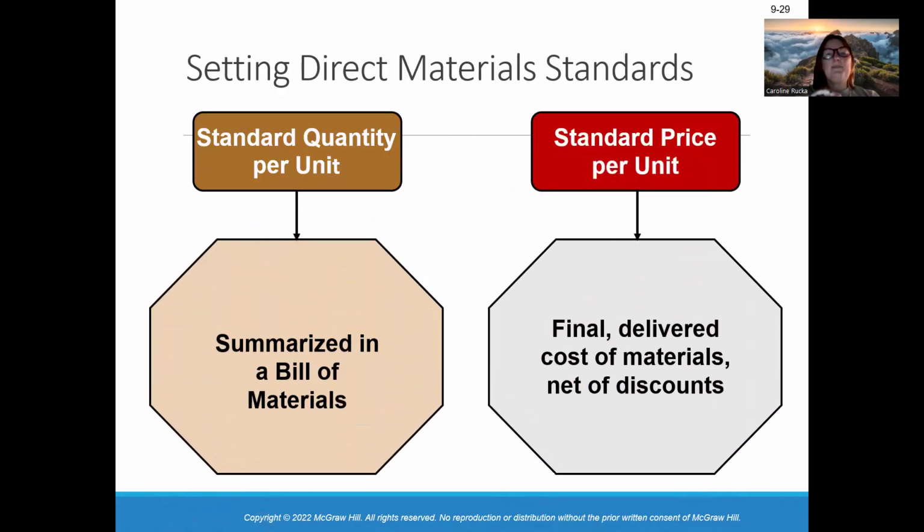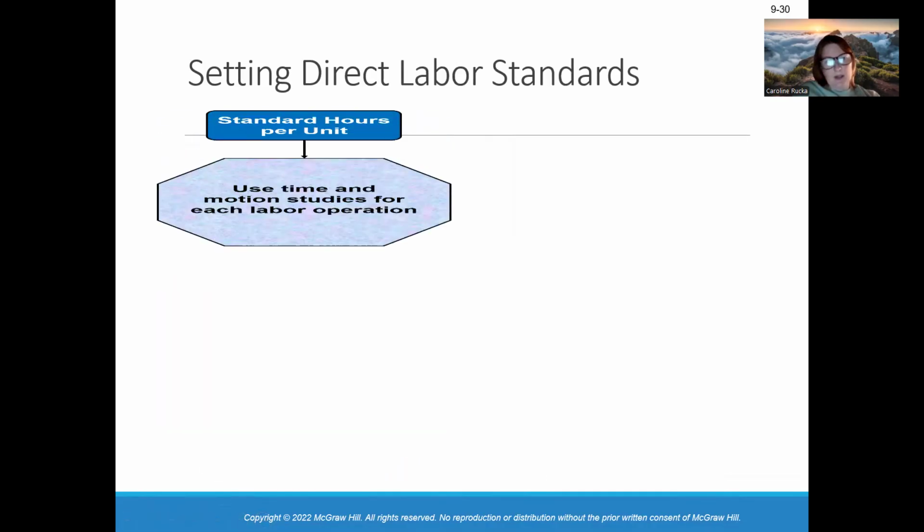So when we set these direct materials standards, we have the standard quantity per unit. That's summarized in the bill of materials. This is your substantiating document. And then the standard price per unit. This is the final delivered cost of the materials, net of any discounts.